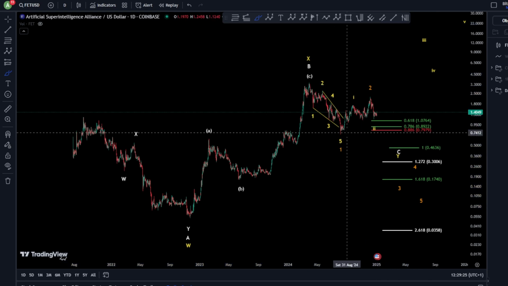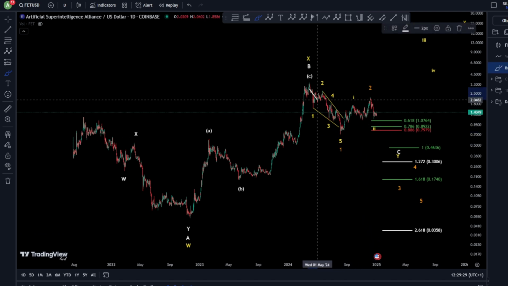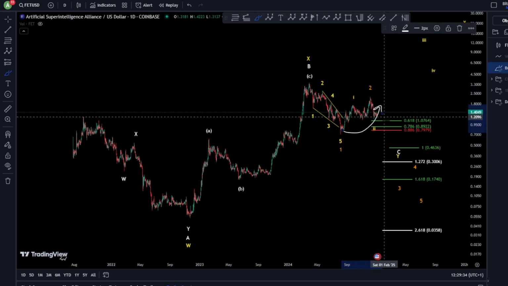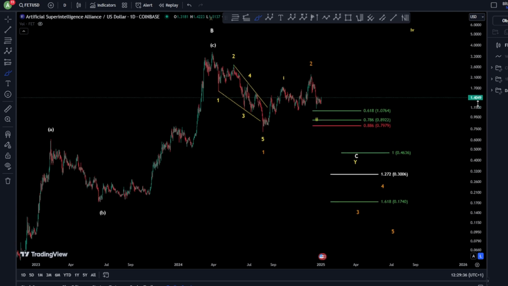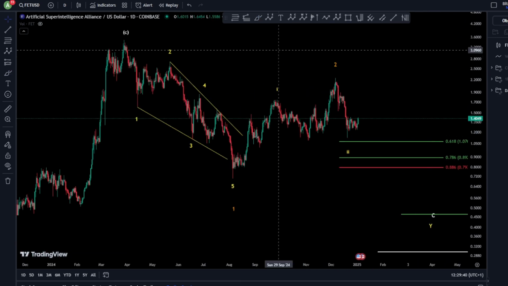And that means, in a running flat, that you would like to see a reversal in the market. If your wave C was toward the downside, then it will reverse toward the upside. And then we would like to seek an impulse toward the upside.